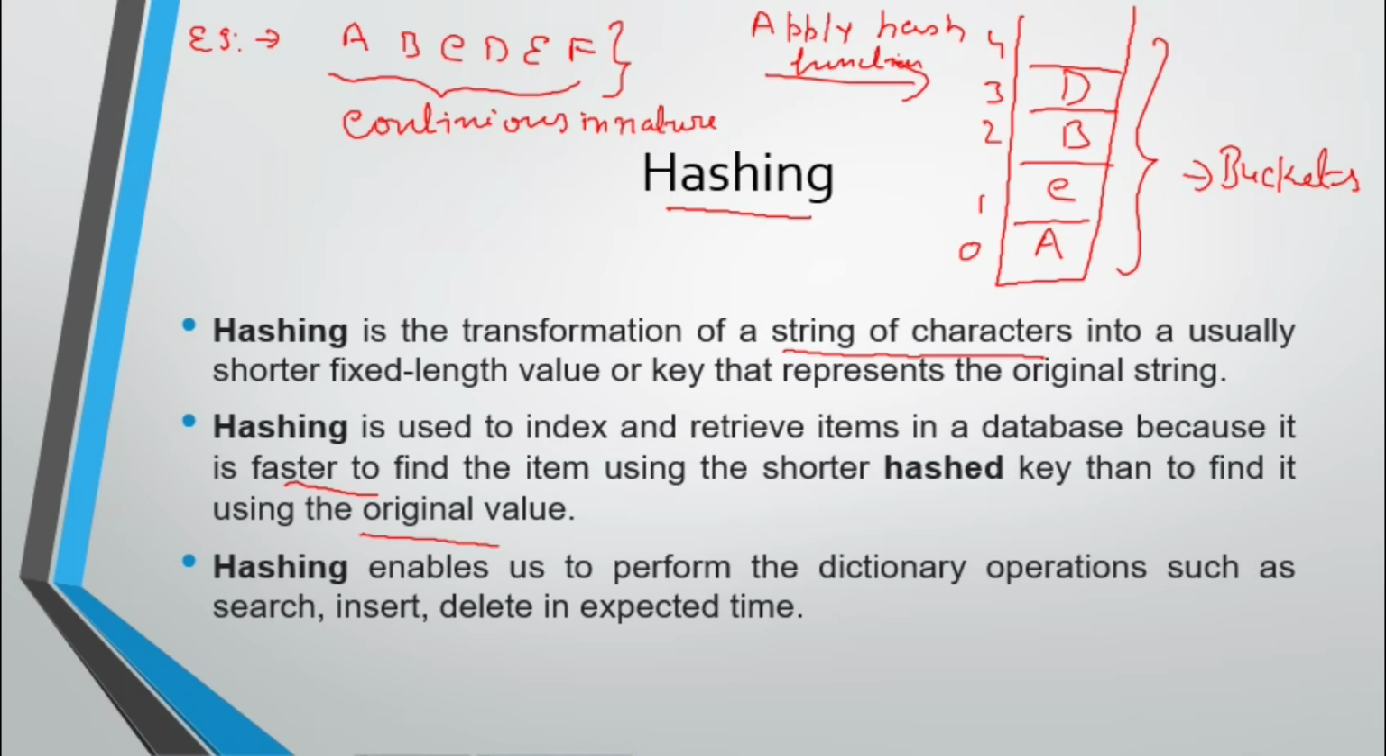Hashing enables us to perform dictionary operations such as search, insert, and delete in expected time. These are the main advantages. We can search a character, insert a character, or delete a character. So we can do anything using hashing. This is a rough, general approach to hashing.